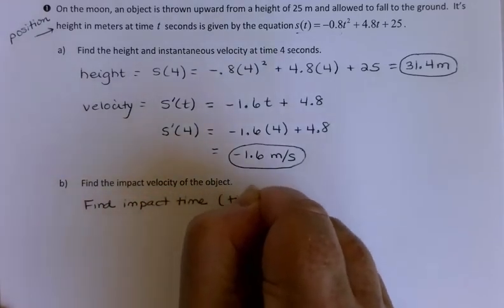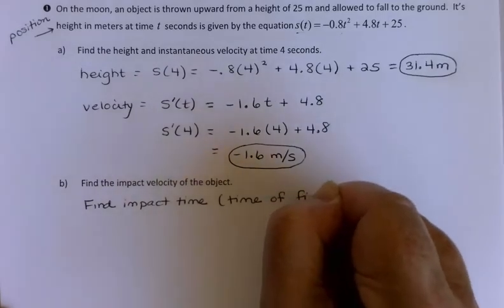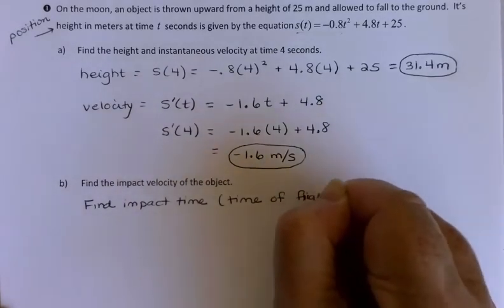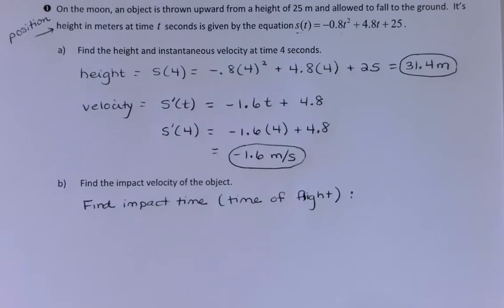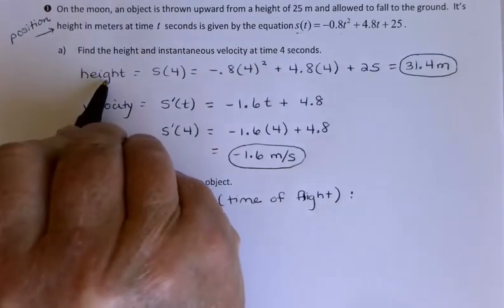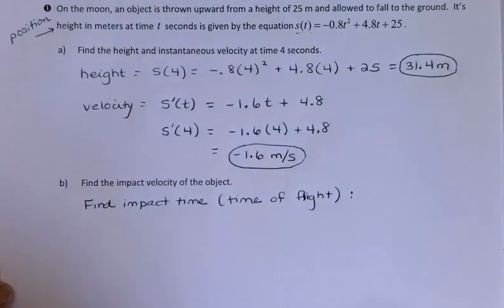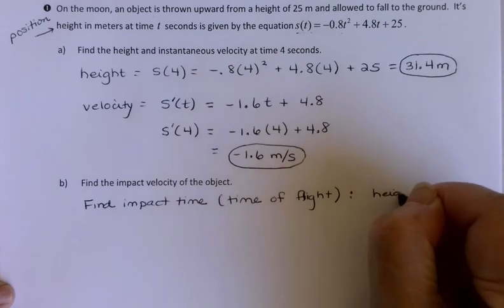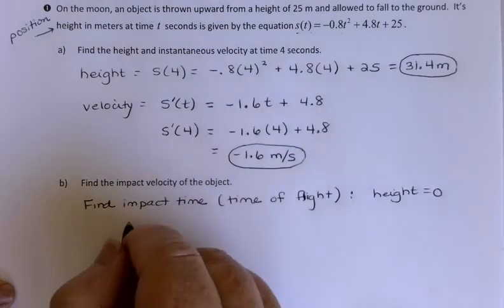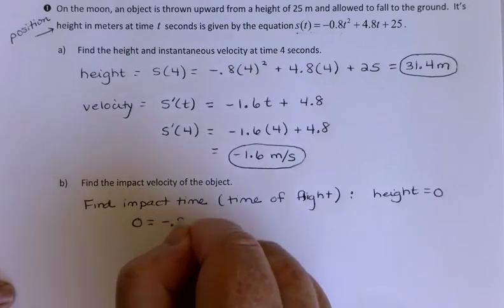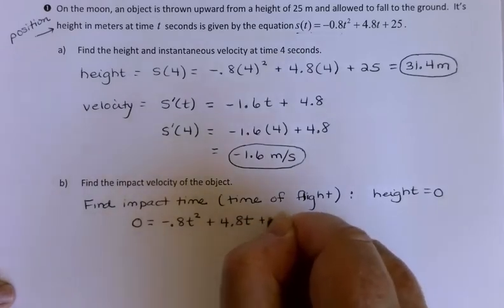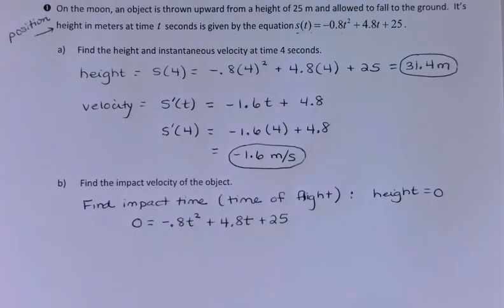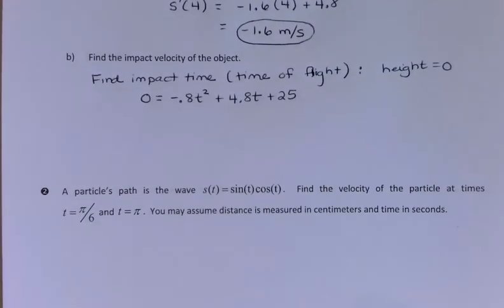This is sometimes called the time of flight. How long is the object in the air? Well, at the moment of impact, the height is now 0. It's fallen back to the ground. So I'm going to set my s equation, my height equation, equal to 0. So 0 is equal to negative 0.8 t squared plus 4.8 t plus 25. That does not look like one that would be a lot of fun to actually try to factor.